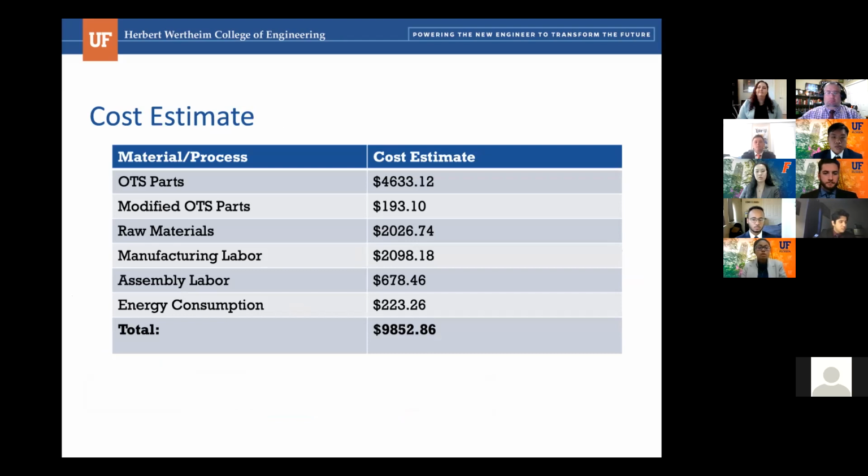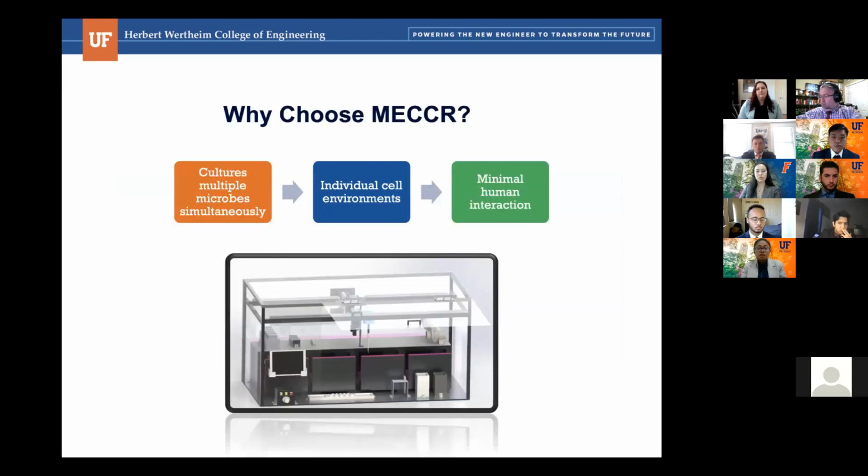Thank you, Austin. And so our total prototype cost estimate is $9,852.86. The way we found this cost was by researching off-the-shelf parts and raw material costs through different manufacturer websites, and then utilizing the manufacturing estimated cost tables provided by Dr. Traum in this course's materials to calculate the manufacturing labor, assembly labor, and energy consumption costs. And then on to our next slide.